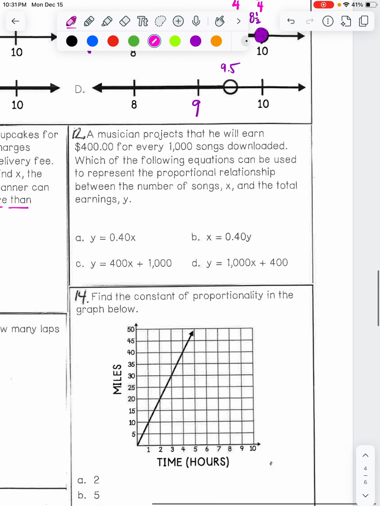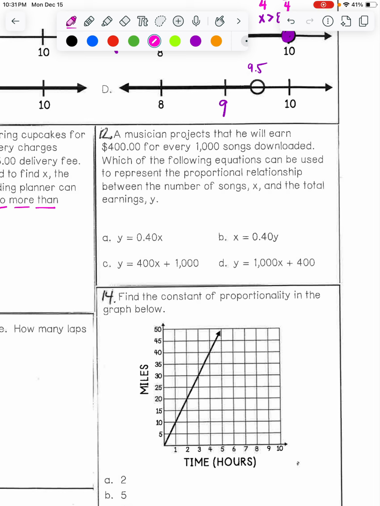Number 12. Going right into those lovely proportions that we have been practicing on for the last several weeks. A musician projects that he will earn $400 for every 1,000 songs downloaded. So which of the following equations can be used to represent the proportional relationship? Remember to find that constant of proportionality. It's y divided by x. That's the formula we wrote down so many times.